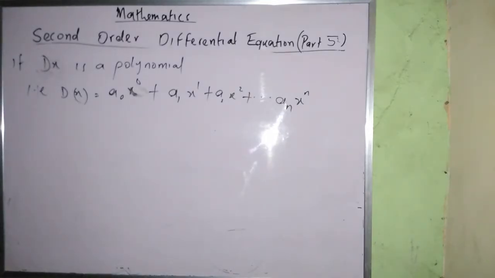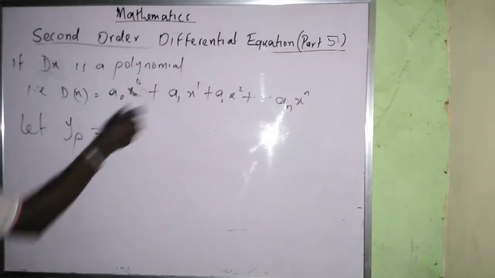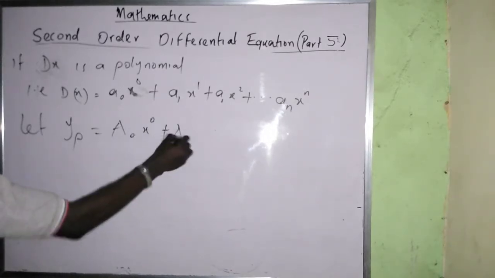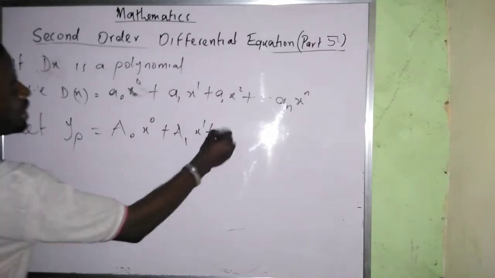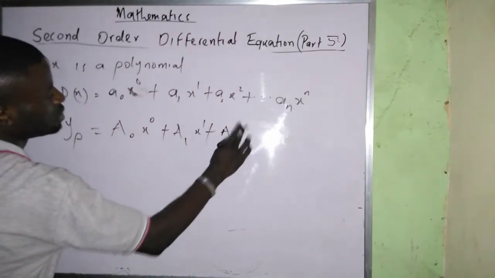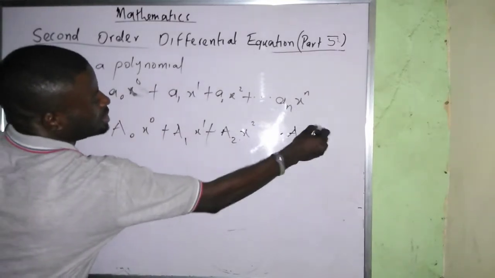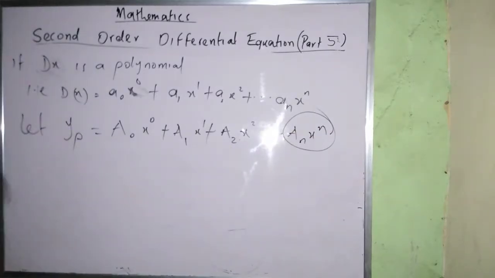If I have this type of function, then I will let my y particular be equal to a naught plus a1 x plus a2 x squared, and so on, to my a n x to the n. This one means the last term.